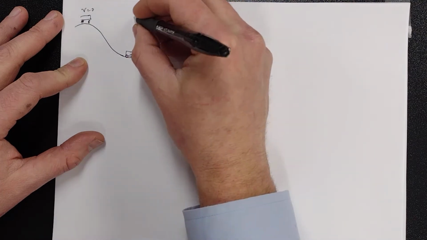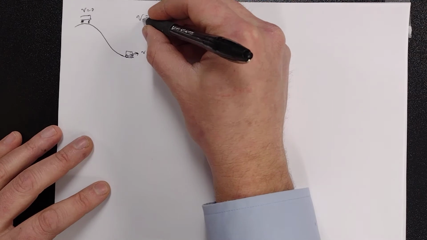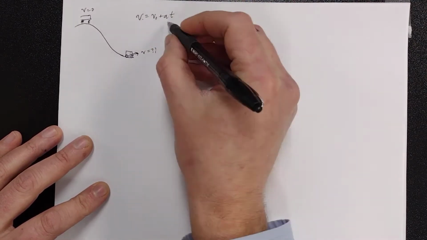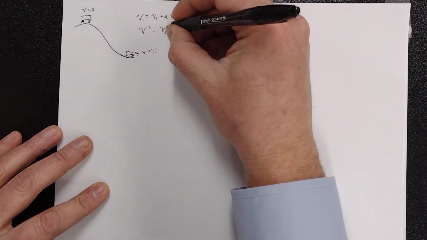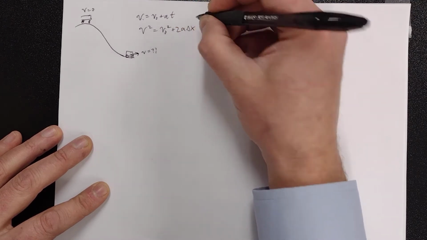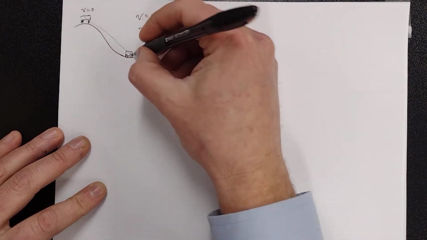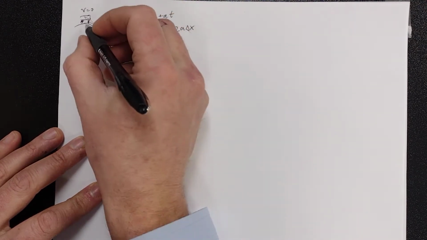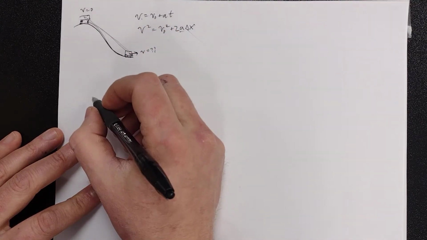Well, if you didn't know anything about energy, you'd say V equals V initial plus acceleration times time. But I don't know time, so maybe I could use V squared equals V naught squared plus 2a delta x. I can't really do a straight line. I have to find the path length here. So maybe I would know how long the ramp is, but then how do you do the acceleration?